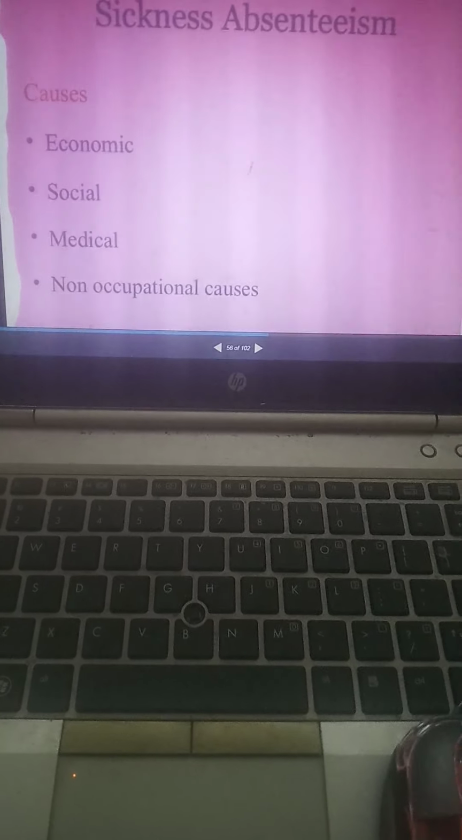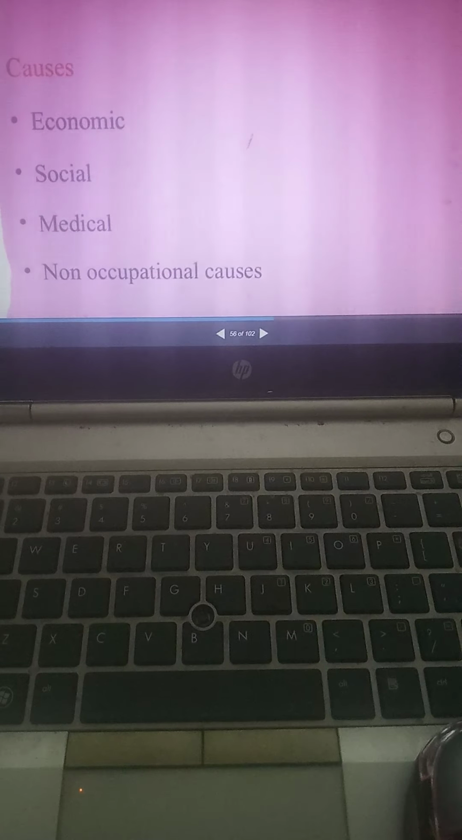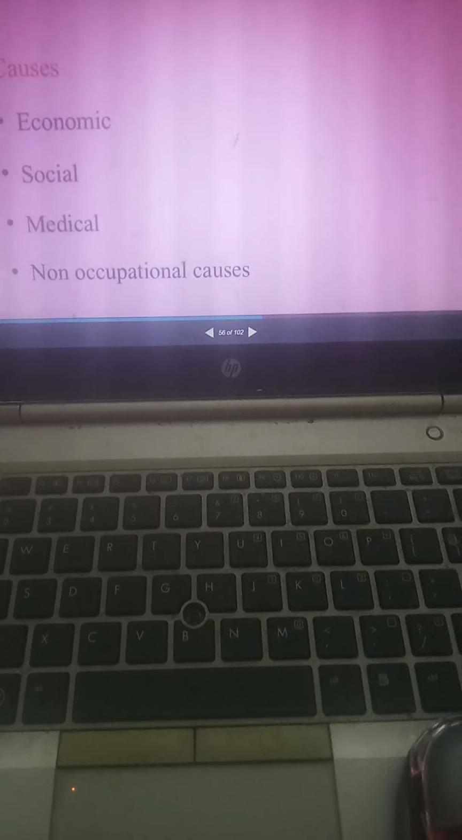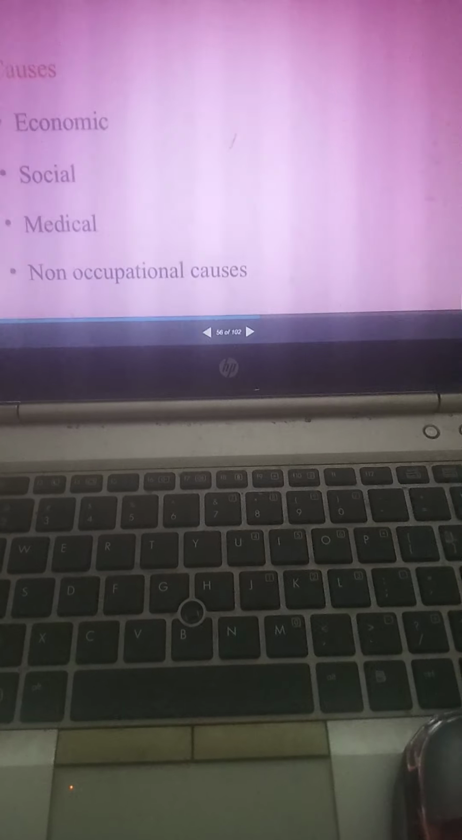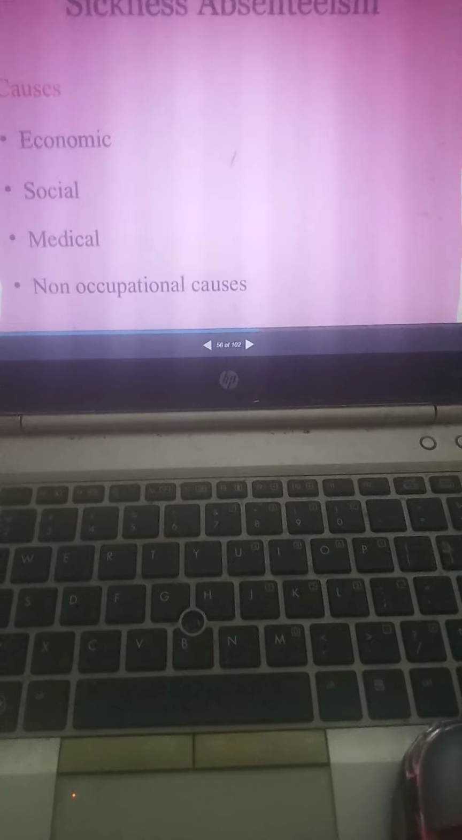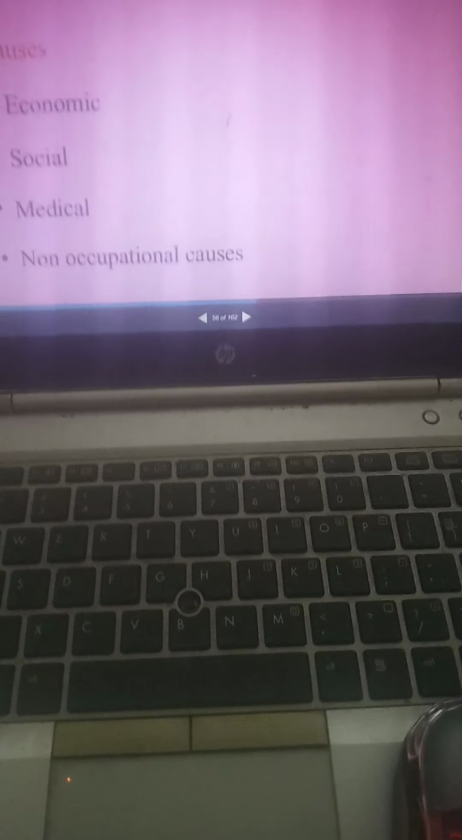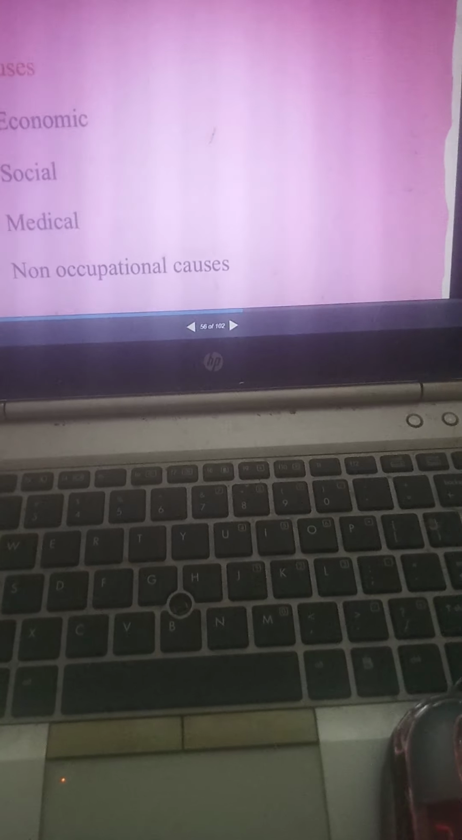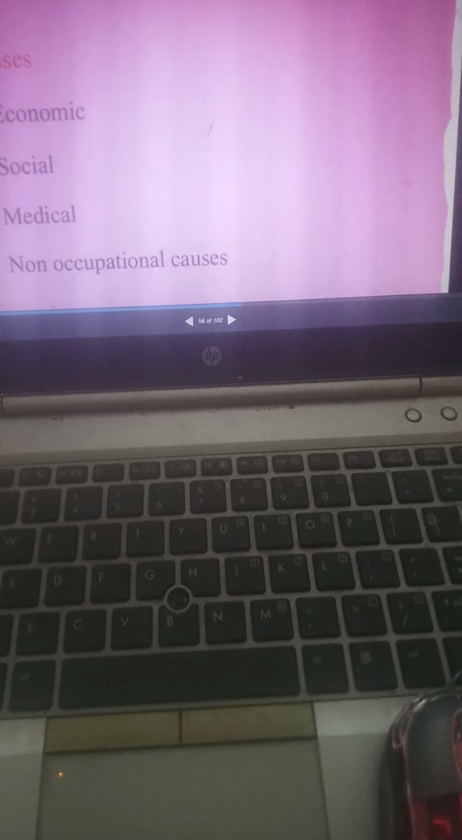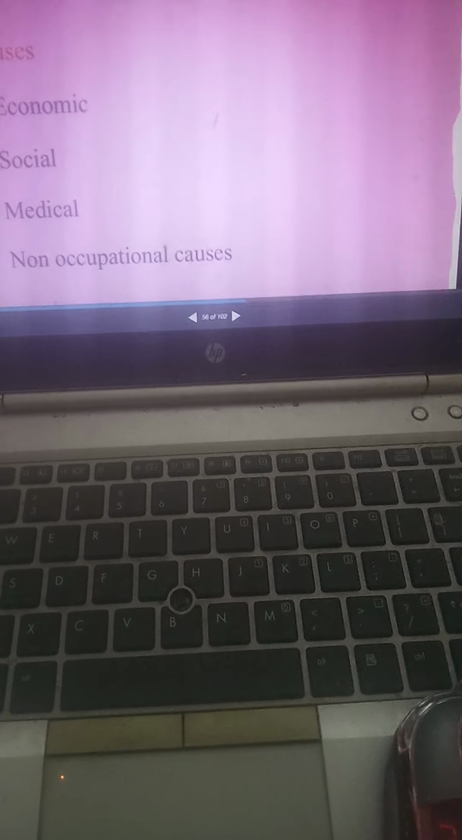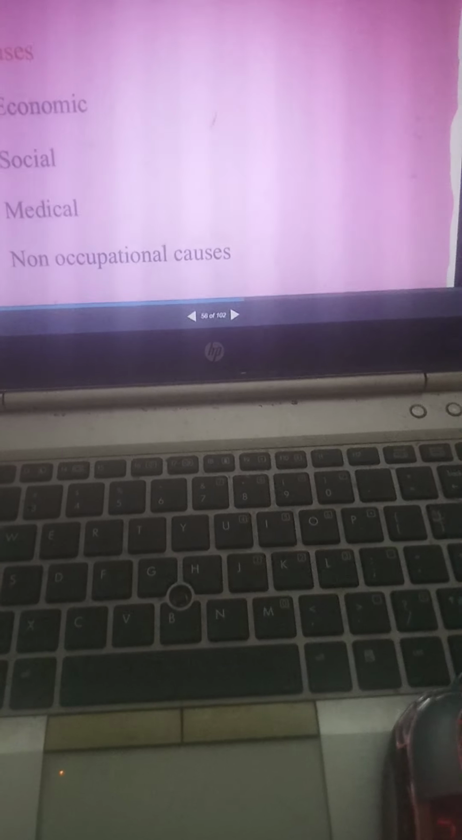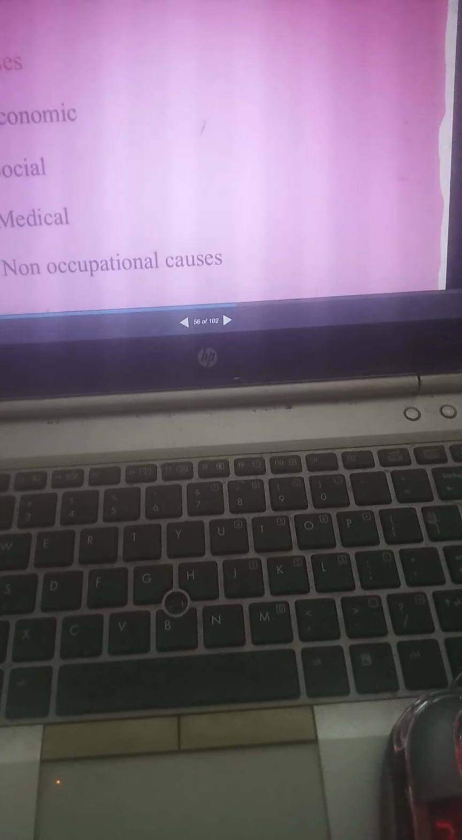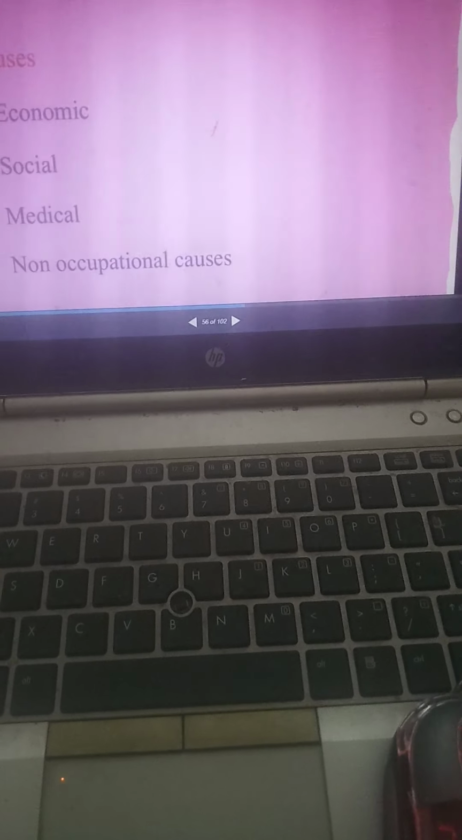For example, when the harvesting season comes in the fields, many people submit sick leave applications and go to their fields, and there they work and store grain for the whole year. This is a very common practice in Punjab in those agricultural areas, where people are working in industries, but at the time of harvesting they take medical leaves from their factories or industries and go and work in fields.